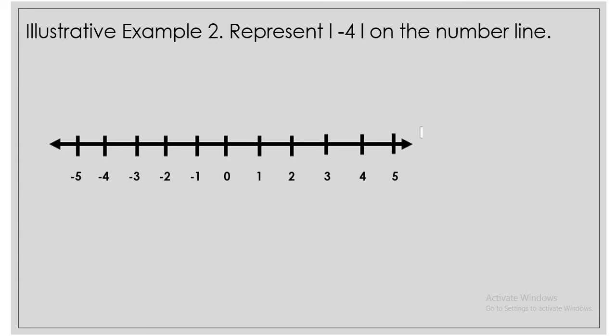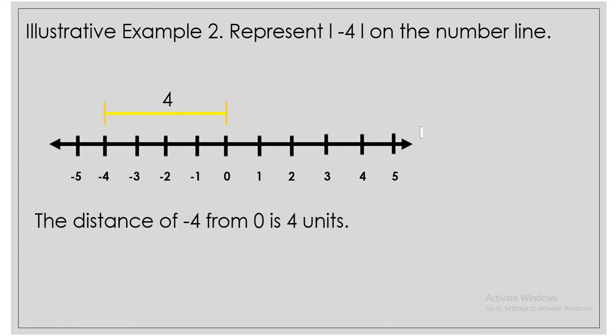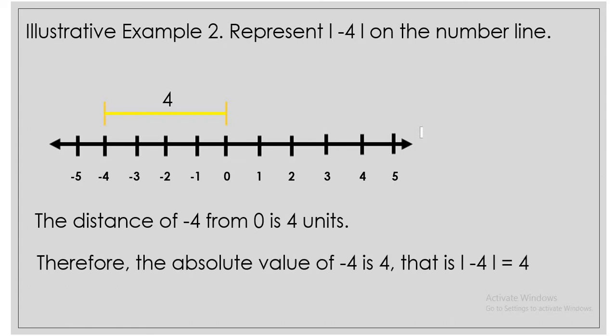So look at the axis. Then where is the negative 4? Here, and 0. Alright. So this is the distance. The distance of negative 4 from 0 is 4 units. Therefore, the absolute value of negative 4 is 4. That is, you can write this with the sign of absolute value: the absolute value of negative 4 is equal to positive 4.